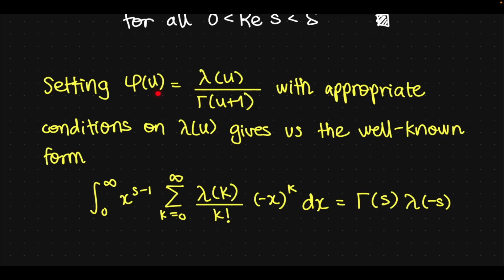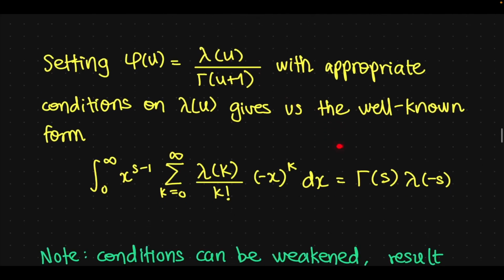Just convert those conditions, plug this form, this substitution, lambda u over gamma of u plus 1 into that, and get analogous conditions for lambda of u. It's not too hard. You just have to account for this gamma function in the denominator, that's all. So get a growth condition for this and everything. And so you're reformulating the theorem in terms of lambda of u instead of phi of u.